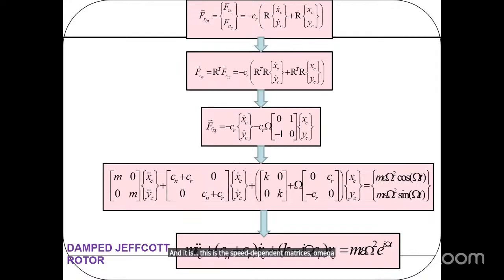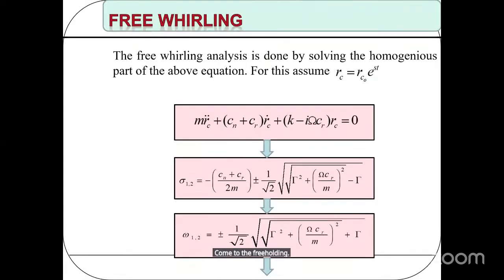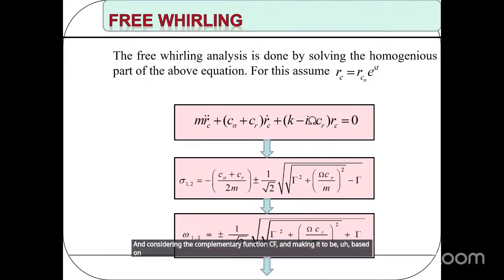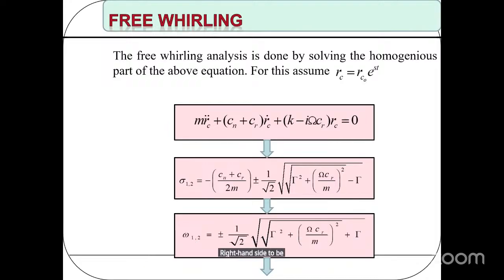Omega is zero for non-rotating systems, so this matrix vanishes. For rotary systems, omega is non-zero, and at that time this matrix has to be considered. Using this equation of motion, we can do the analysis of rotor shaft systems. Coming to free whirling: likewise the free vibration of a vibrating system, we consider the rotor completely balanced, take the complementary function, and make the right-hand side zero, so the homogeneous equations give us an eigenvalue analysis.